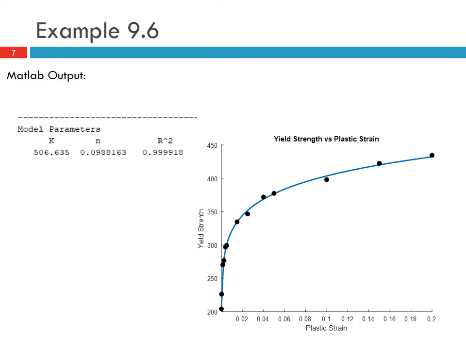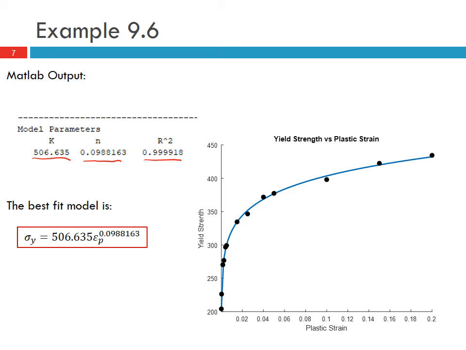So this is the output from the MATLAB script showing the model parameters k as 506.635 and n is 0.0988163 with an R squared of 0.9999918. And this is a plot showing the original data along with the model fit. So the best fit model is that sigma y, or my yield strength, is equal to 506.635 times epsilon to the power of 0.0988163.